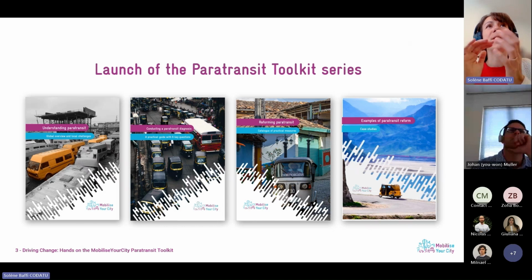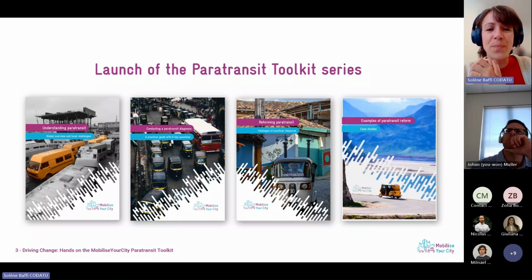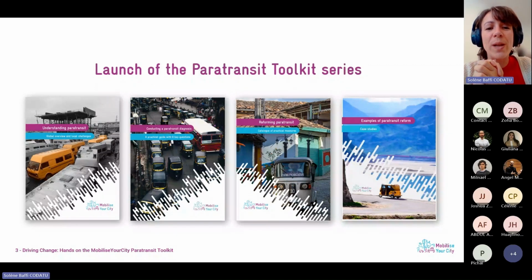And as I was mentioning, this session is part of our whole series that is representative of the interest of Mobilise Your City in the paratransit sector, which has been shown through continuous activity on paratransit toolkit and activities. There is also an opportunity for us during this series of webinars to mention that the Paratransit Toolkit has been relaunched and you can now access 4 different tools in English. You can access it on the Mobilise Your City website and you will find a link to the 4 different tools.